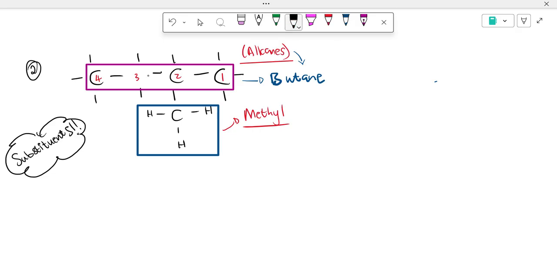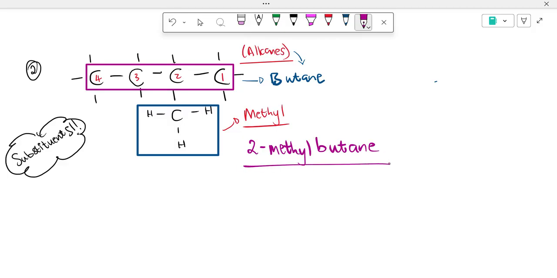1, 2, 3, 4. Okay. Right. So the name of this compound will be 2-methylbutane. Okay, so that's the name of the compound.